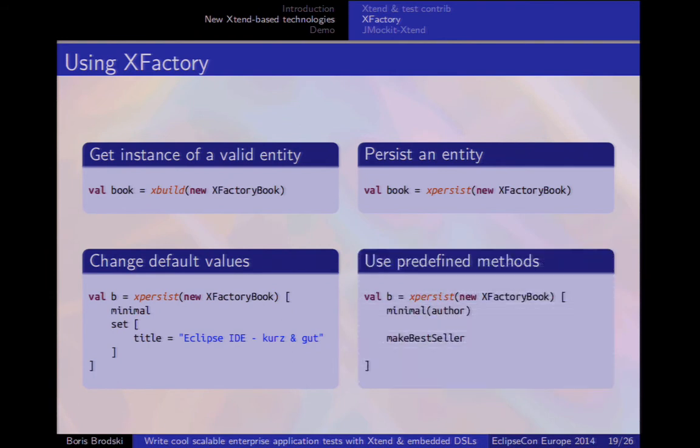You can improve it even further by using domain methods. Here we have a book, and we need this book to be a bestseller. But we're not interested in the details of how to make a book a bestseller within our system. So we just call this method make bestseller, and we get a book that is a bestseller. And if the logic changes in the future, we just have to fix this method, and all our tests are green again. And this also explains how some authors managed to create bestsellers.